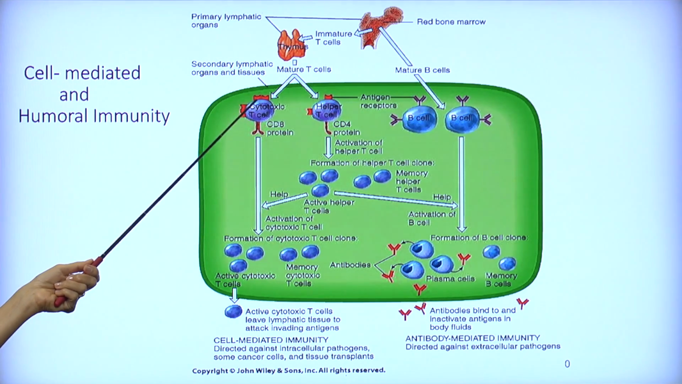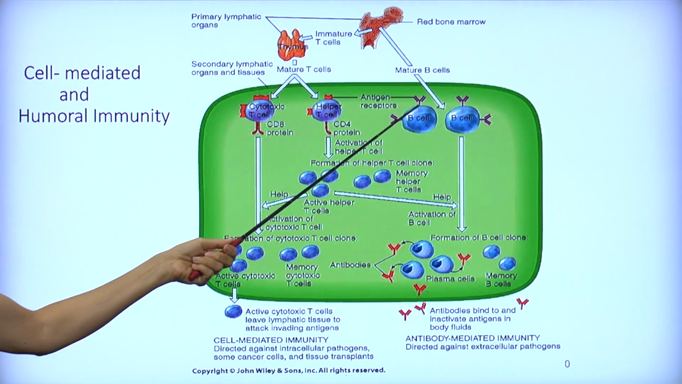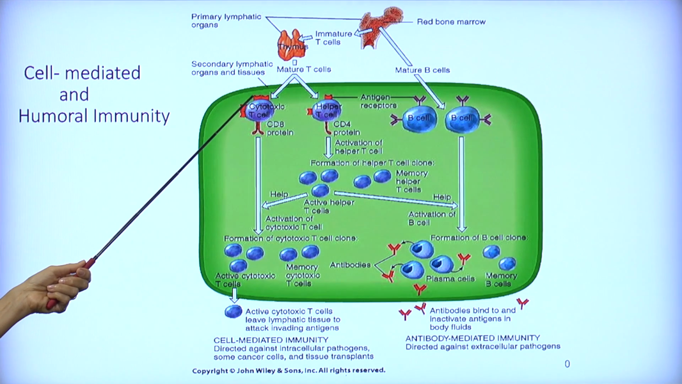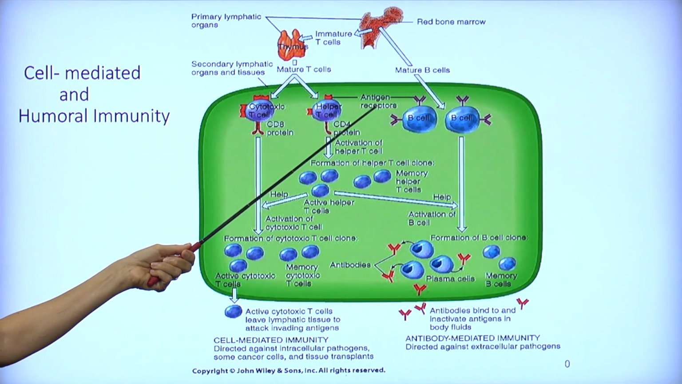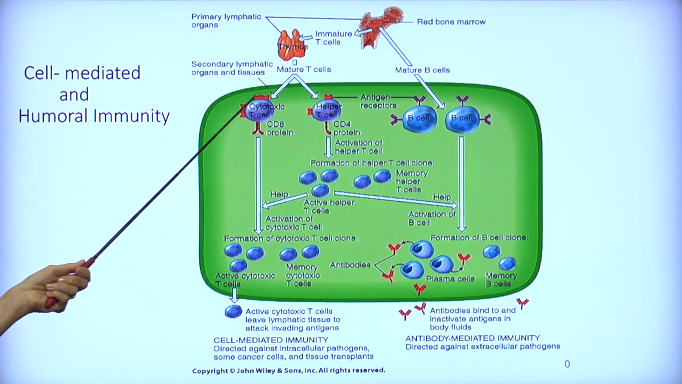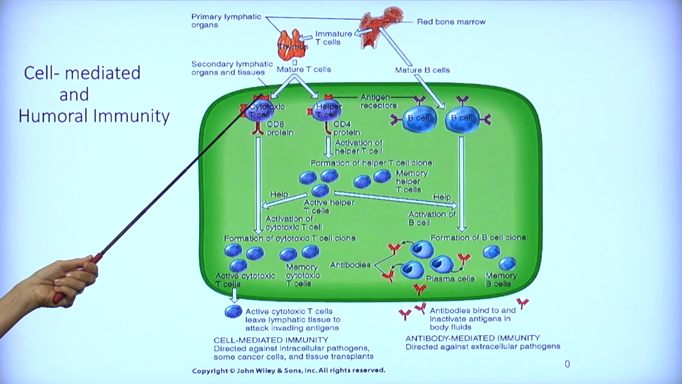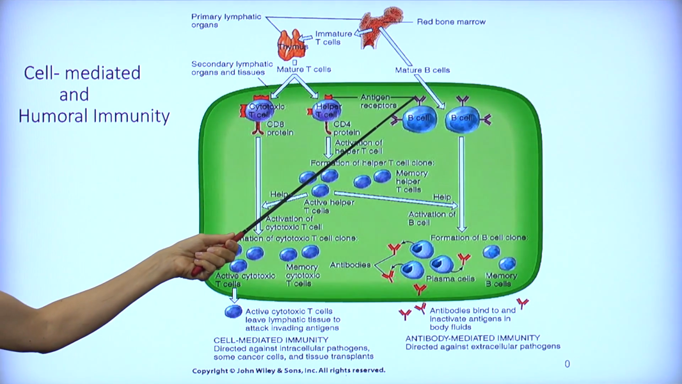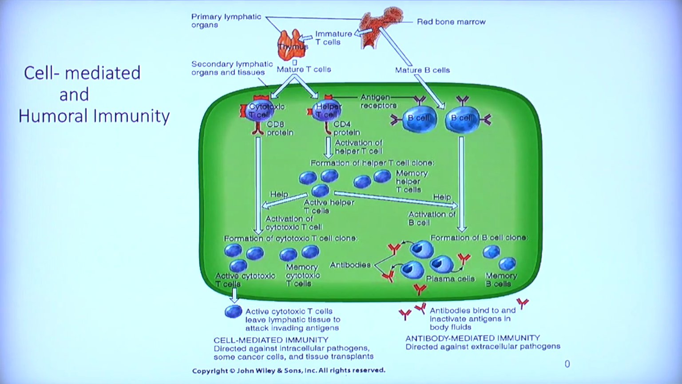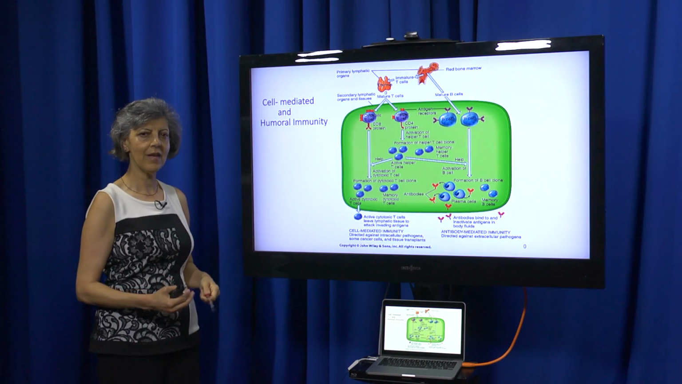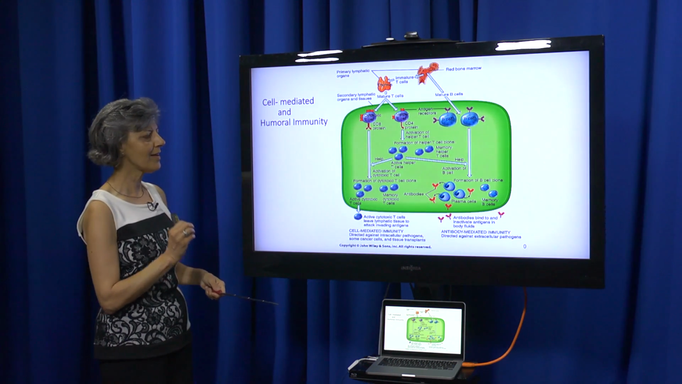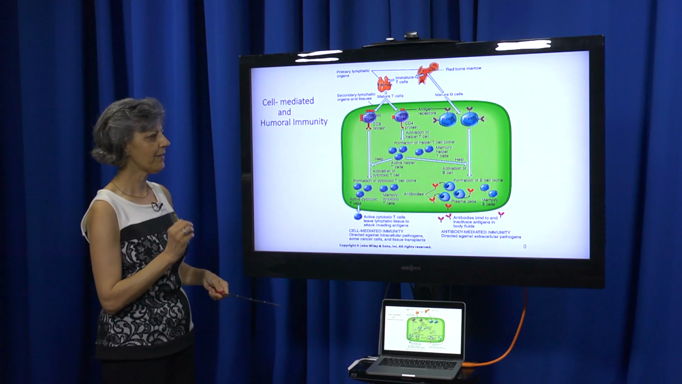Let's look at the surface of those different lymphocytes. Each one of them has an antigen receptor on its surface. So the cytotoxic T has an antigen receptor, the helper has an antigen receptor, the B cell has an antigen receptor. What is the function of the antigen receptor? It will identify and recognize one specific antigen.